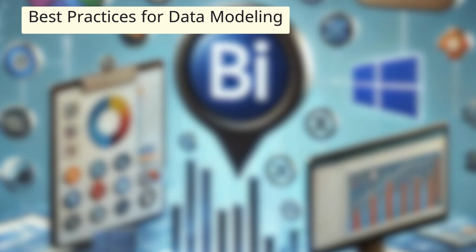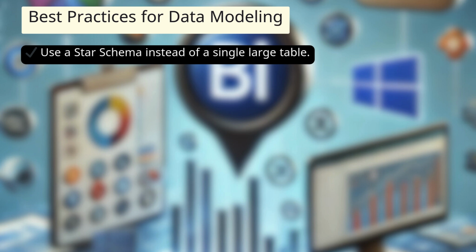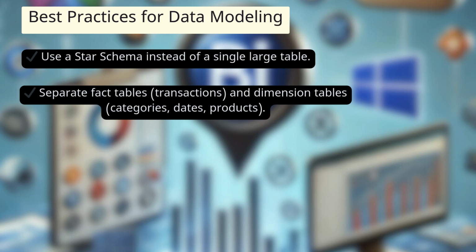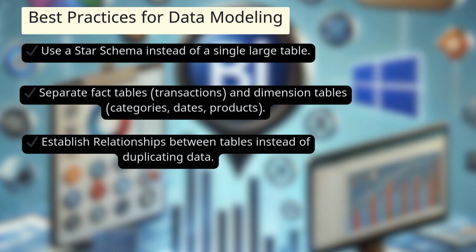Now that we have clean data, let's talk about data modeling. A well-structured data model is essential for efficient reporting. Best practices for data modeling: use a star schema instead of a single large table. Separate fact tables (transactions) and dimension tables (categories, dates, products). Establish relationships between tables instead of duplicating data.